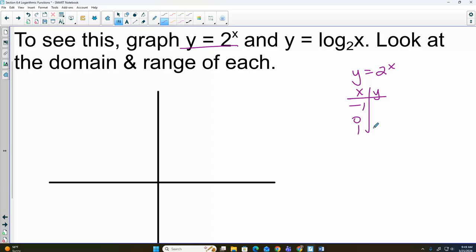What is 2 to the negative 1 power? What's 2 to the 0? And 2 to the first? Negative 1, 1/2. 0, 1. 1, 2. And remember, then it was just a nice curve. It approached the axis, didn't actually hit it. What's the domain of that? What is the range?